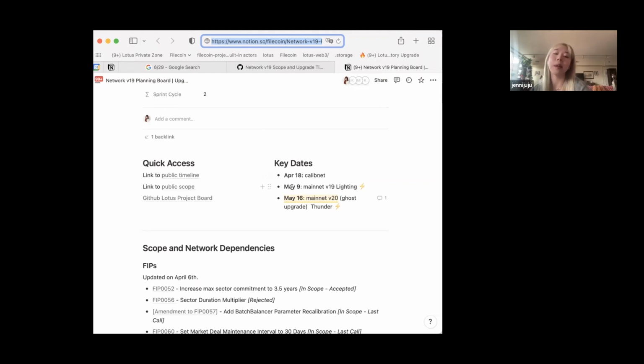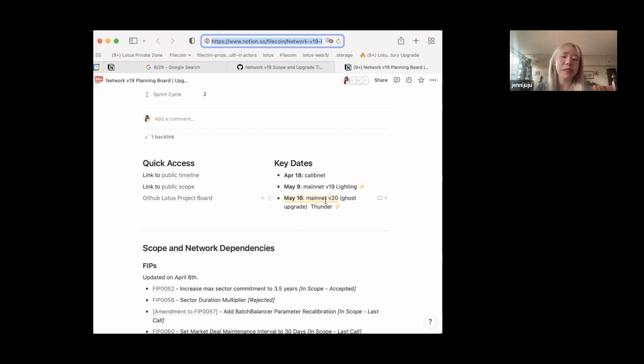Given that being said, the mainnet upgrade is going to happen on May the 9th. It's going to be NV19. I'm calling it Lightning, just because of faster block validation. It's really nice, I like that. So lightning speed, that's what we are aiming for.